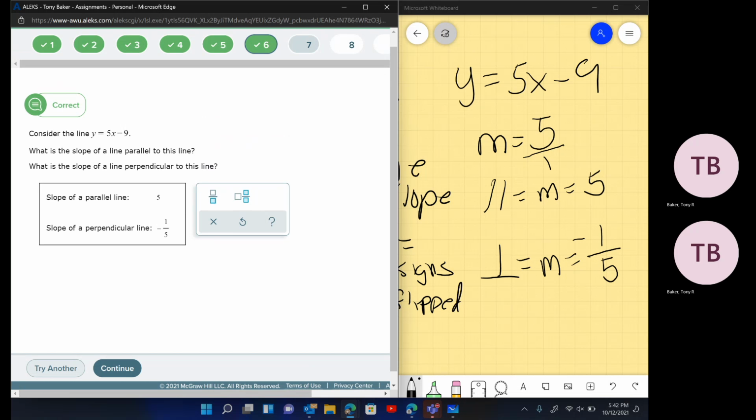Nope, we don't need the 9. The 9 doesn't matter in this case. We're just talking about slope in this problem. It's only asking for the slope of the parallel and perpendicular line. And the negative 9 is my y-intercept, which I don't need in this problem.